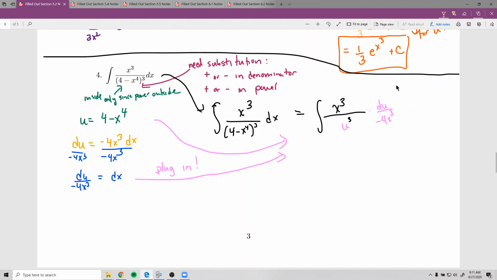Once again, we're at this step where we plugged in. Now all the x's should cancel. And they do. We have an x cubed on the top and an x cubed on the bottom. So what are we left with? Well, this is a 1, since the whole thing went away, over u cubed times du over negative 4.